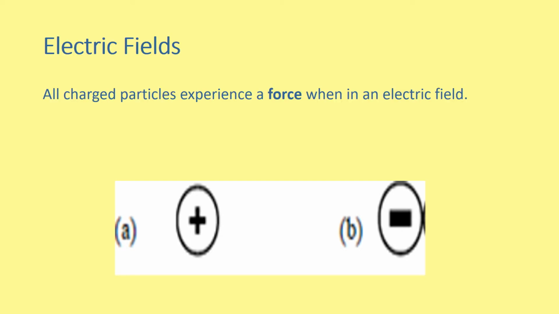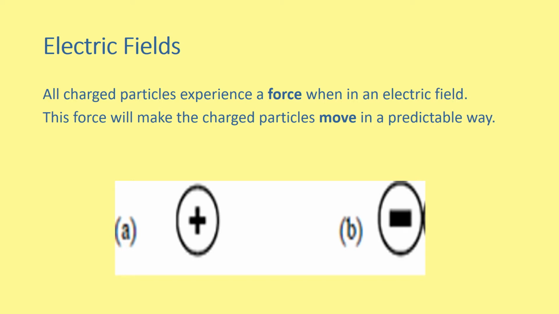We see here the positive and negative charges, and around these charges there are electric fields. These can be shown with field lines. All charged particles experience a force when they are within an electric field. That force will make the charged particles move in a predictable way. That is, we can predict the path of a charge within an electric field given the direction of the electric field and the charge on the particle. And this is a National 5 outcome.